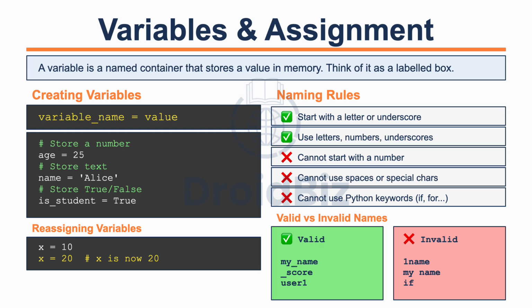Look at the examples. my_name, _score, and user1 are all valid. But 1name, "my name" with a space, and if are all invalid. One more tip. Python variable names are case sensitive.